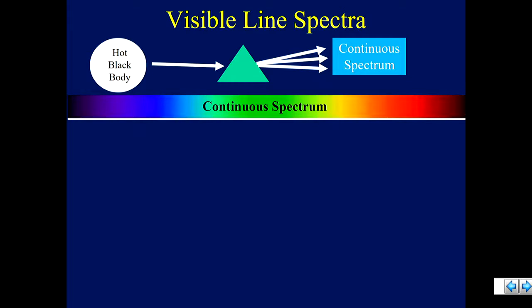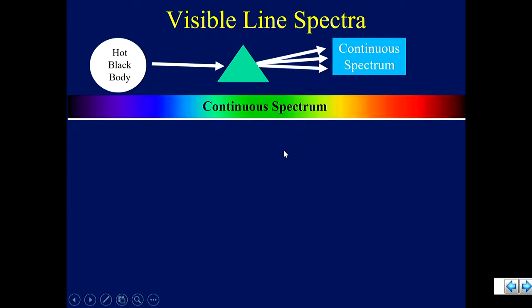19th century. If you have a hot black object, it radiates light of all frequencies. And if you run it through a prism or a diffraction grating, you can split it across into the colors of the spectrum. And these represent the different wavelengths of light. And this is what we would call a continuous spectrum.